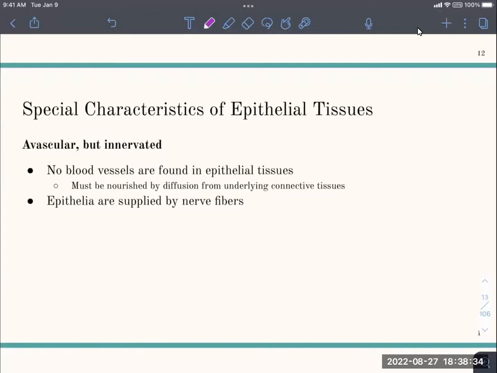Epithelial tissue is avascular. There's no blood supply in it, but we do have nerves. Again, that's how you feel hot or cold. That's how you know something is touching you or coming too close to you, because of the hairs on your arms and legs. They help detect if something is brushing really close to your skin.